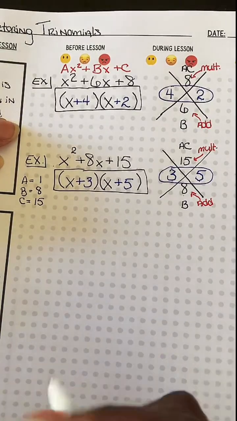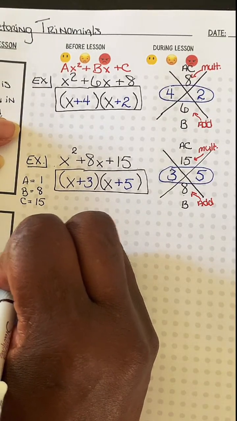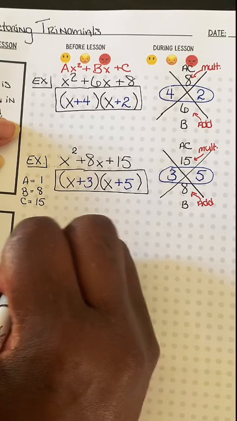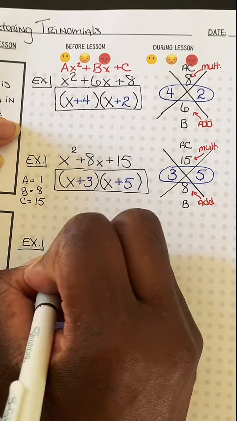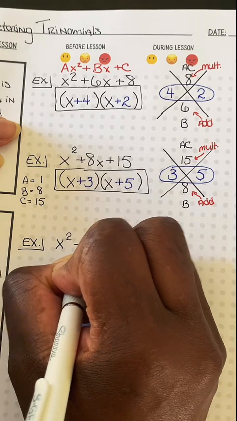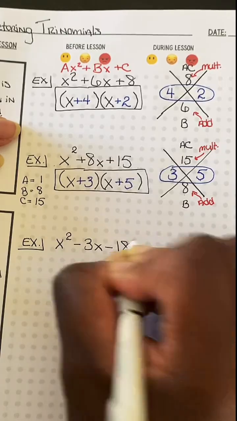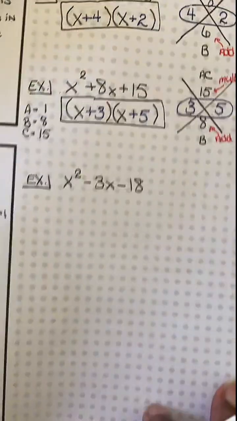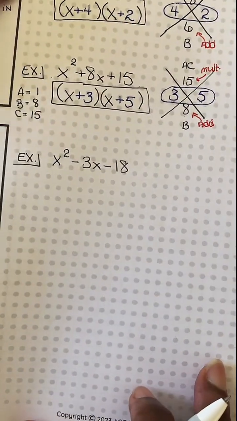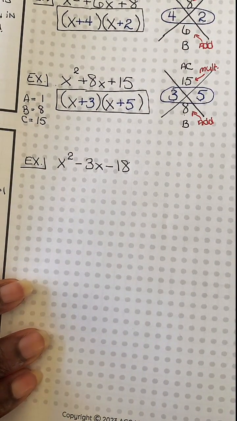All right, so let's try this one. So we have x squared minus 3x minus 18.